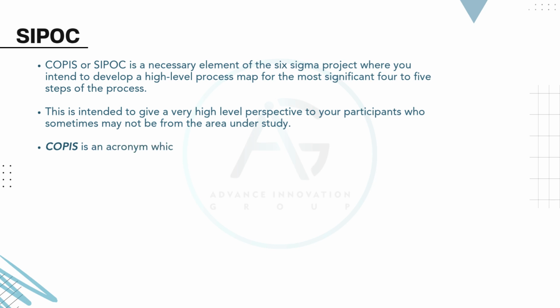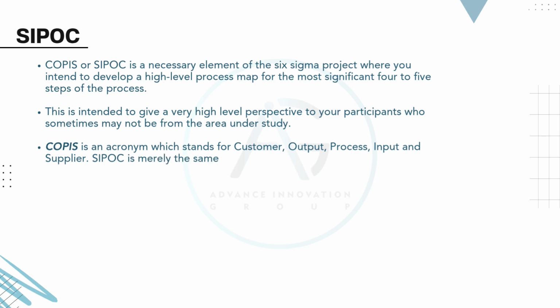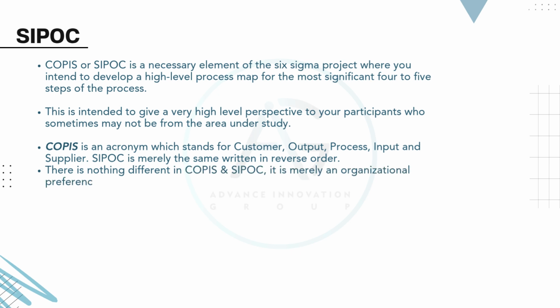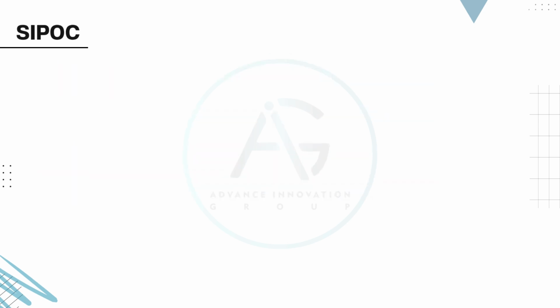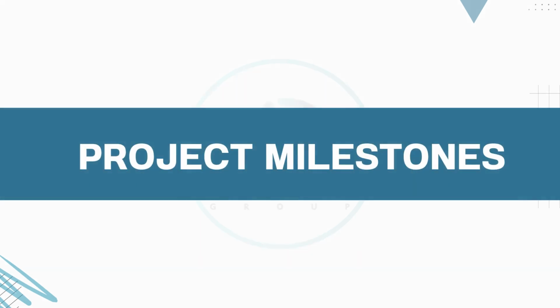COPIS is an acronym which stands for Customer, Output, Process, Input, and Supplier. CIPOC is merely the same written in reverse order. There is nothing different in COPIS and CIPOC. It is merely an organizational preference of which one to use. The chief promulgator organization wanted to use this as a message of customer first, and hence the COPIS.